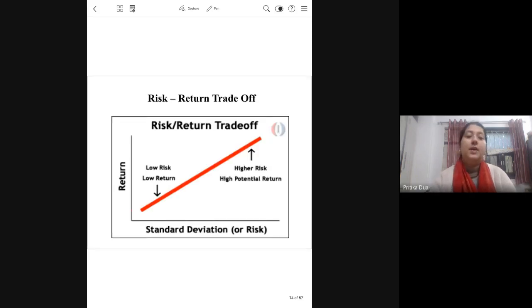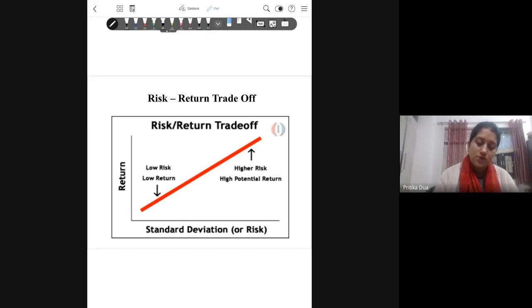So on the x-axis you have risk. Risk is measured through standard deviation. What does standard deviation tell you? Can anyone tell me what standard deviation is? What does standard deviation tell?